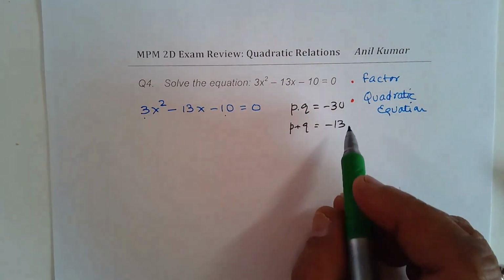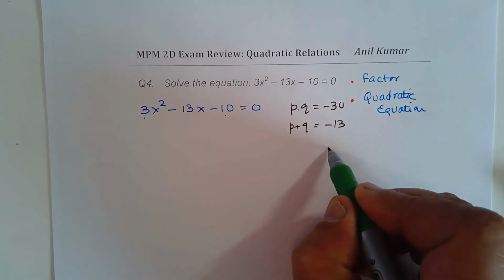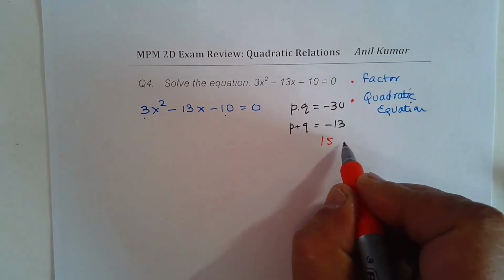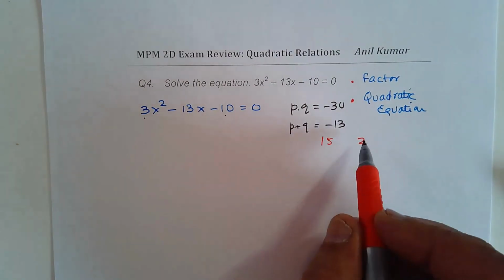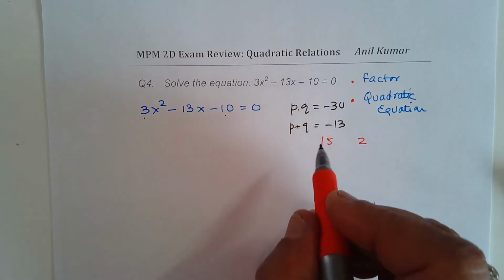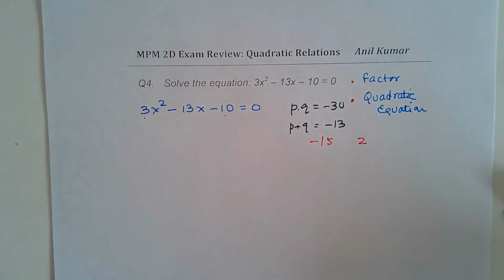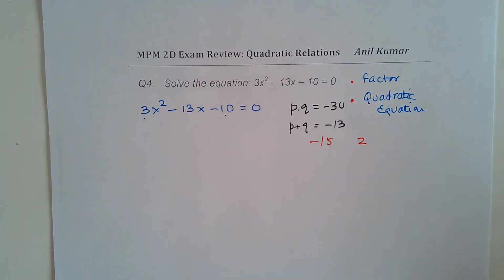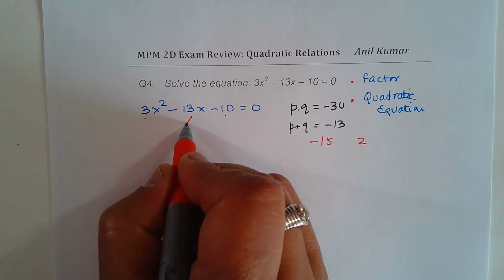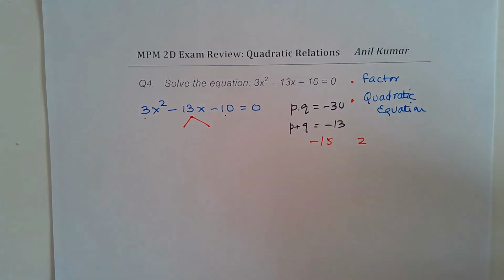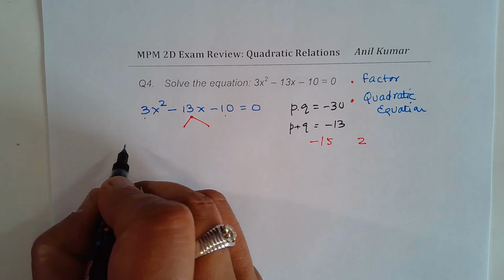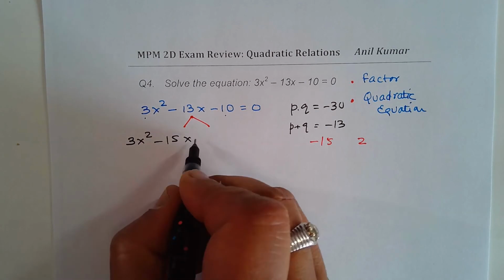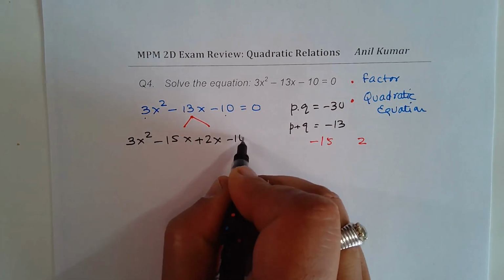So if I use 15 and 2, then we do get 30 as the product, right? One of them has to be negative. The bigger number is negative, since we need the sum to be negative. So that should help. Now what we will do is split the center term into two terms and rewrite the equation as 3x squared minus 15x plus 2x minus 10 equals 0.